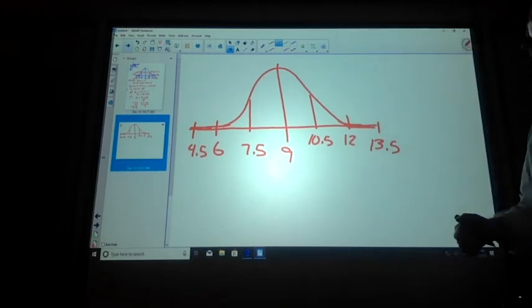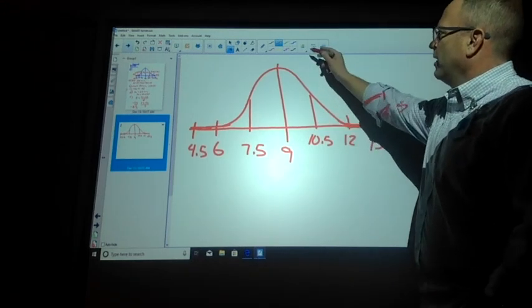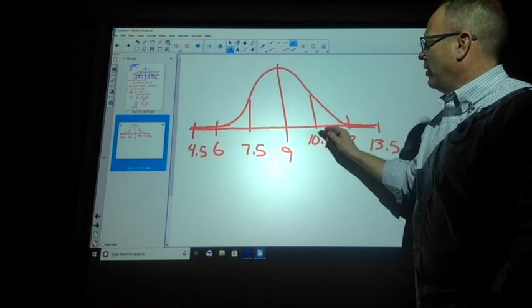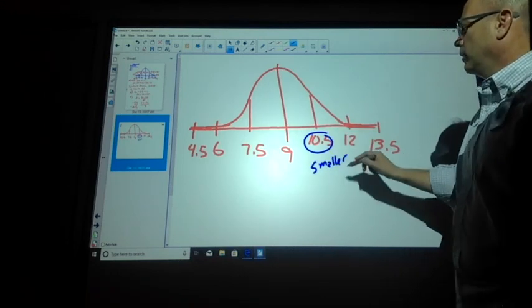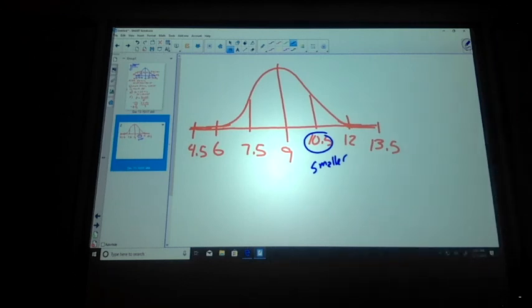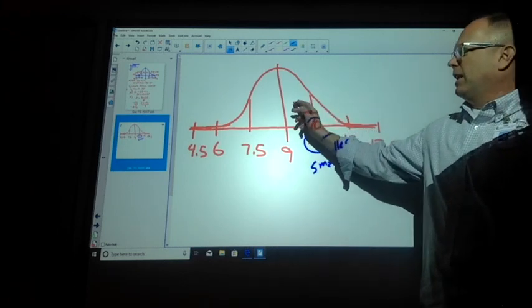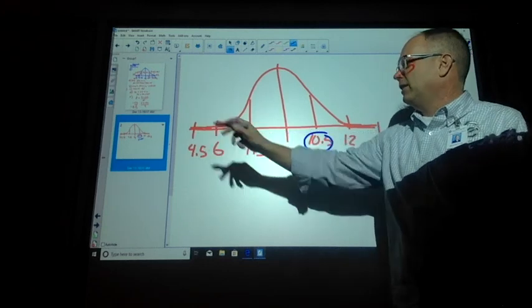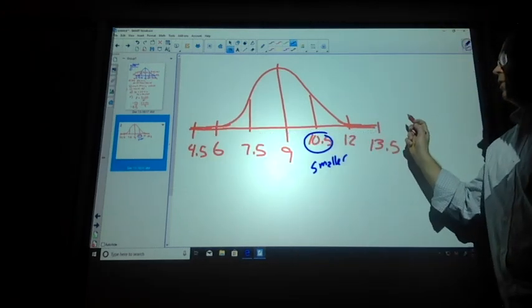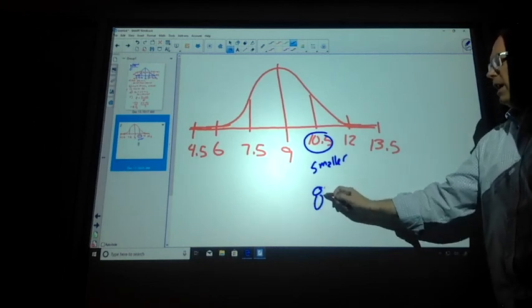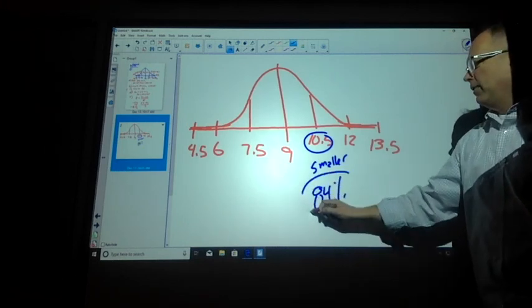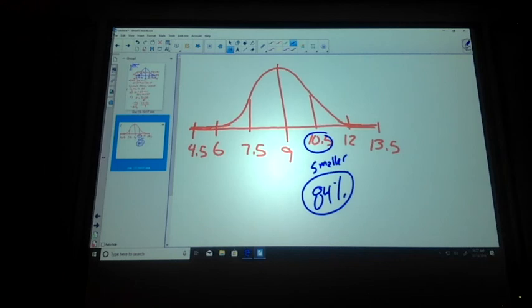So what percent of people have a shoe size smaller than this? It's at 84%. So basically, the easy way to do it, you could say, I'm going to add this, this, this, and this together. Or you could say, I'm going to go this plus this plus this, subtract from 100%. So 84% of the population have a shoe size that is smaller than a 10.5 that are age 21 in men's shoes.